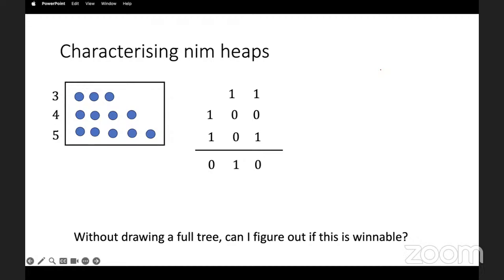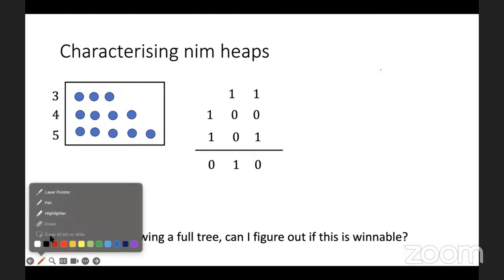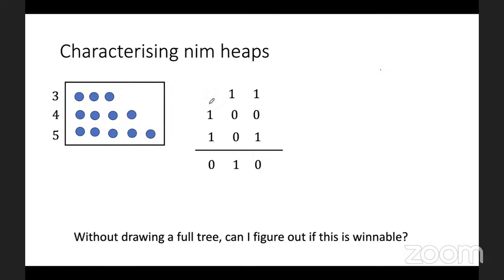In particular, what we want to show is that if a bunch of numbers have a XOR sum of 0, then no matter what move you make, the XOR sum will no longer be 0. And if the XOR sum is non-zero, you can always find at least one clever move that flips the XOR sum back to 0. This does require an argument.